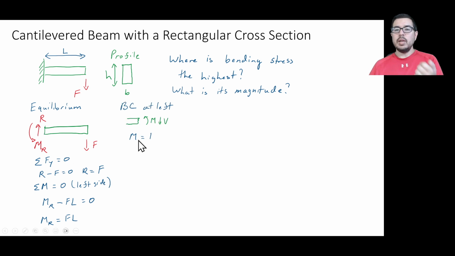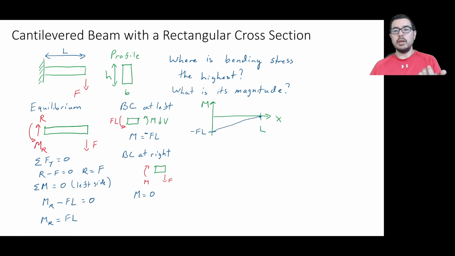We can look at the boundary conditions at the left side. We can look at the boundary conditions at the right side, and we can go ahead and draw the bending moment diagram, which looks like this. If you look back at the notes, you see that it said minus PL instead of minus FL. P and F are just the variables that we use for the transverse concentrated force at the right end of this beam.